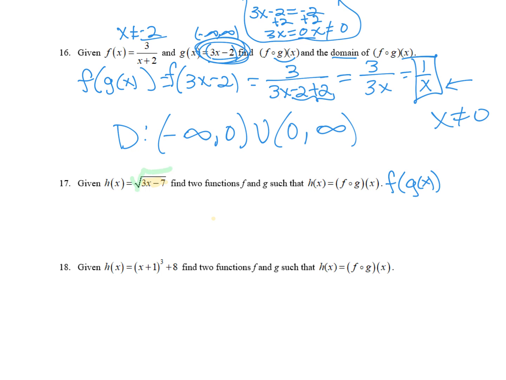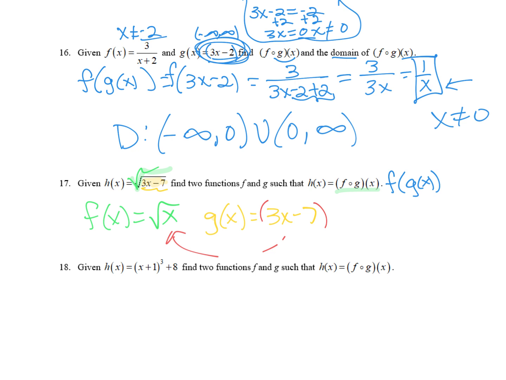So when I decompose this into two functions that will result in the square root of 3x minus 7, I'm going to write the functions based on the inside function, meaning g of x is going to be my 3x minus 7, and then my outside function, meaning f of x is going to be the square root of x, so that when I compose them, g of x would go inside of the square root to give me the result I wanted.